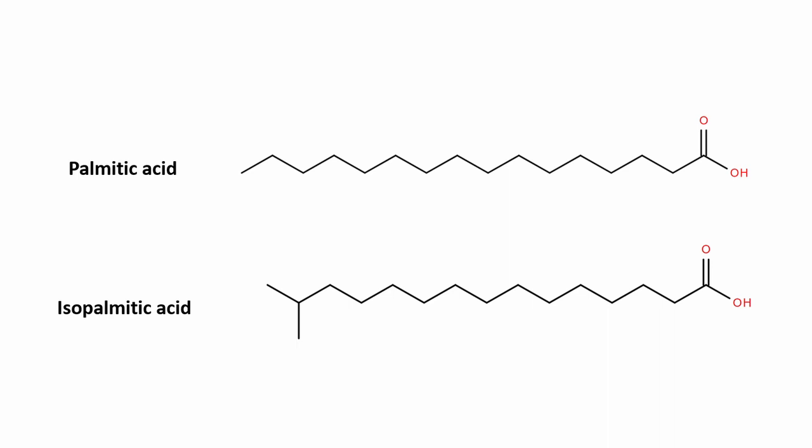Branch chain fatty acids are known to make up a minor component of many biological samples. As with the previous example, these structures have the exact same chemical formula and molecular weight. Thus, they are measured together by the mass spec.